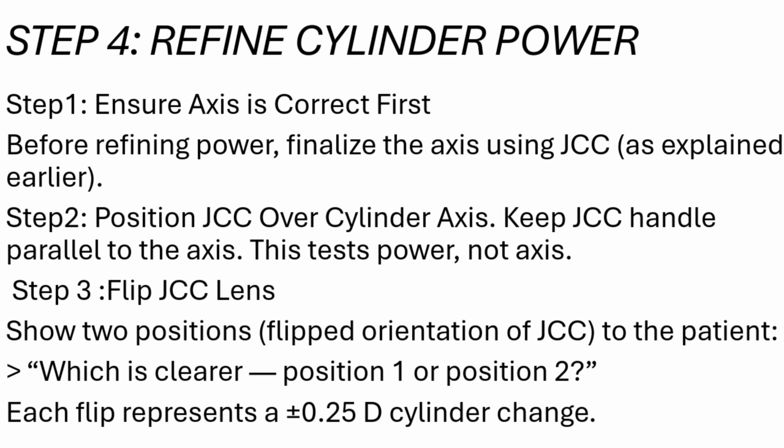As explained earlier, we have to first finalize the axis using JCC. Next, keep JCC handle parallel to the axis. Do not test the axis, just test the power. Flip JCC lens. Show two positions, flipped orientation of JCC, to the patient. Ask the patient which is clearer, position 1 or position 2. Each flip represents a plus or minus 0.25 diopter cylinder change.